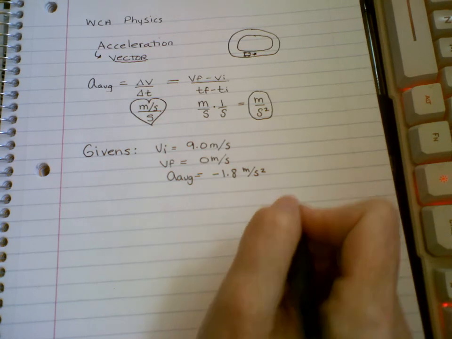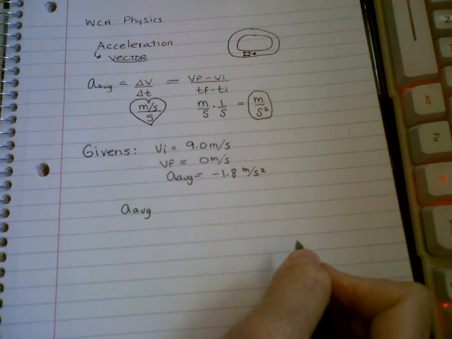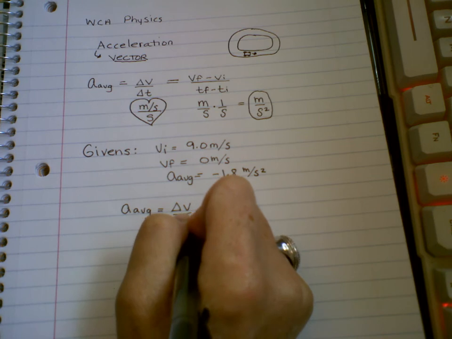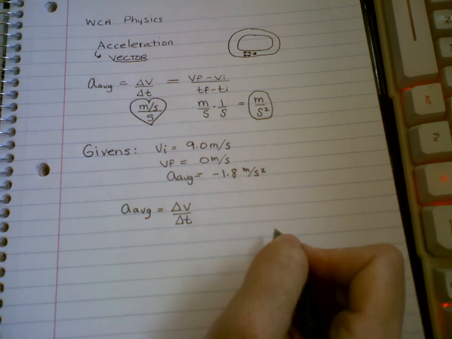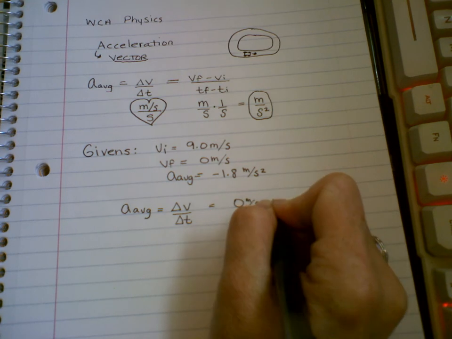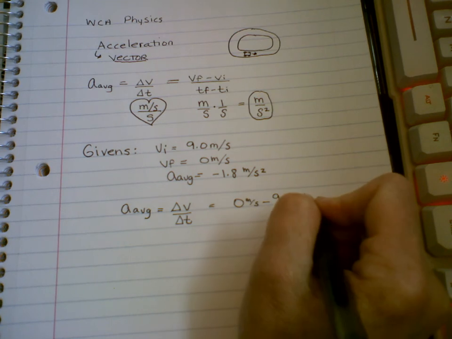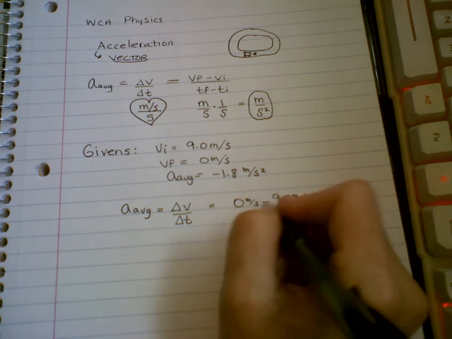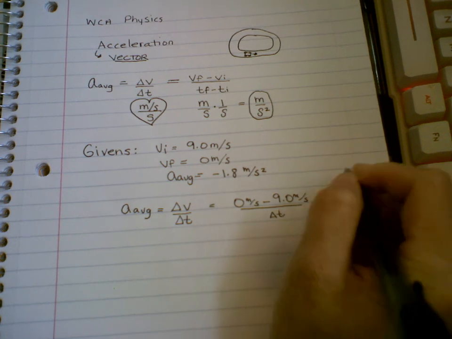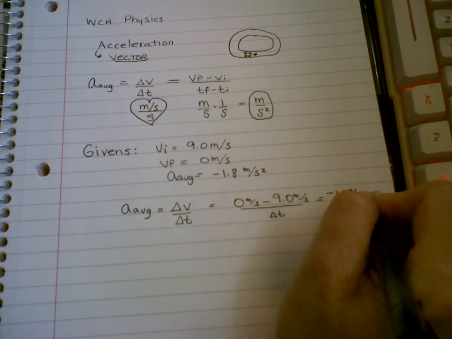Remember, the equation for average acceleration is delta v over delta t, final velocity minus initial velocity. So our final velocity is 0 meters per second, our initial velocity is 9 meters per second, and we don't know delta t. But we do know that this is equal to negative 1.8 meters per second squared.